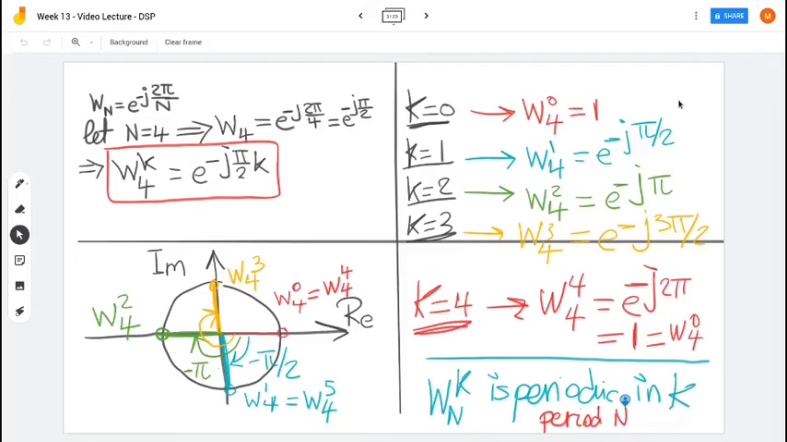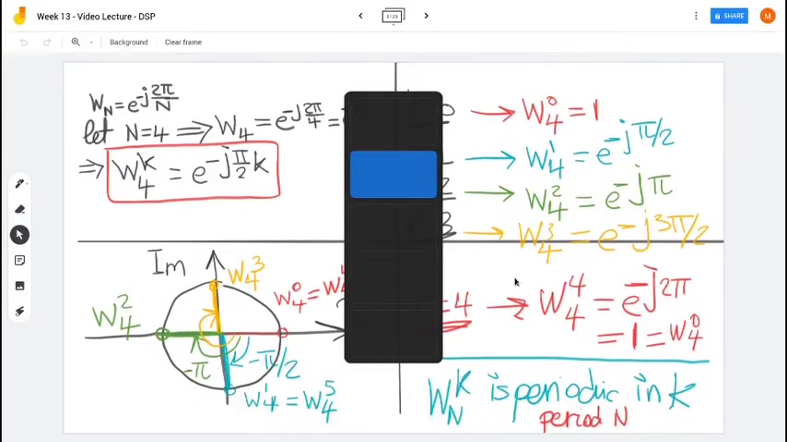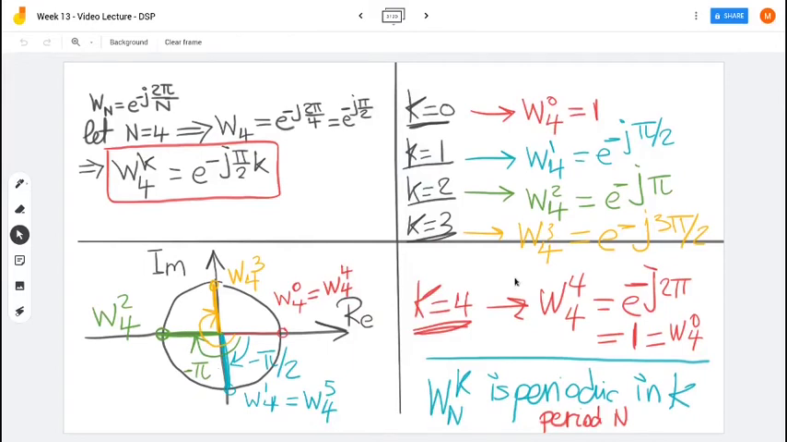Okay, so if we try to do this for n equal to 3, we will get these three vectors separated by an angle 2 pi over 3. If we try to do it for n equal to 6, we will get these vectors over here. It's very important that we know how to compute these values. This will help us computing the discrete Fourier transform. And of course, you can find values over here using Euler equation or even from the complex domain.